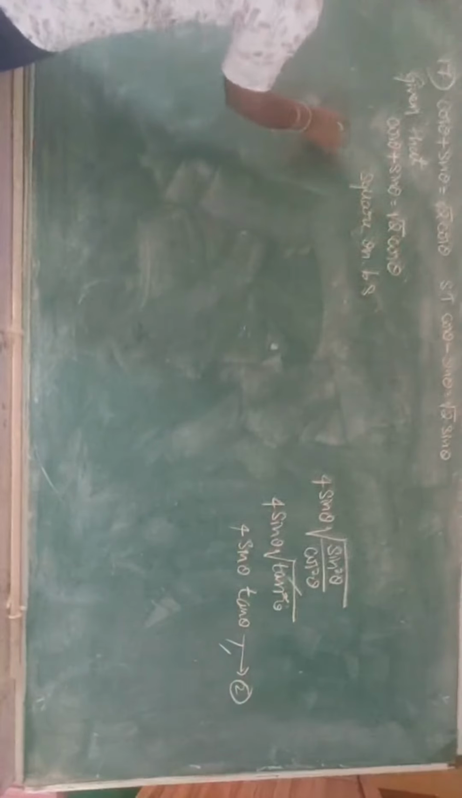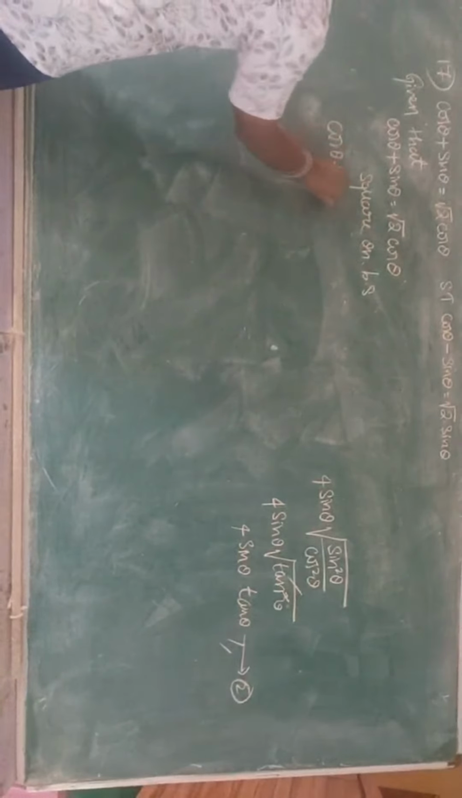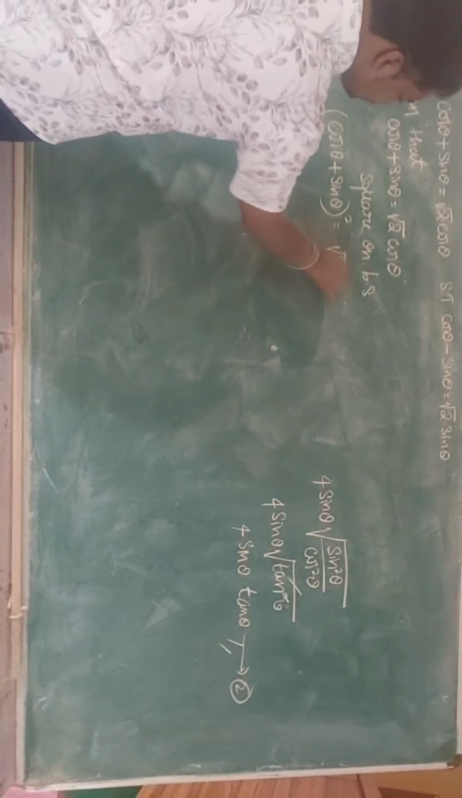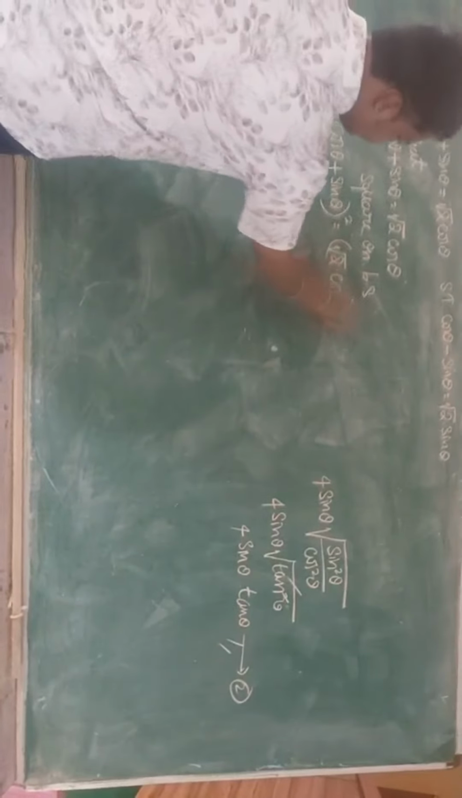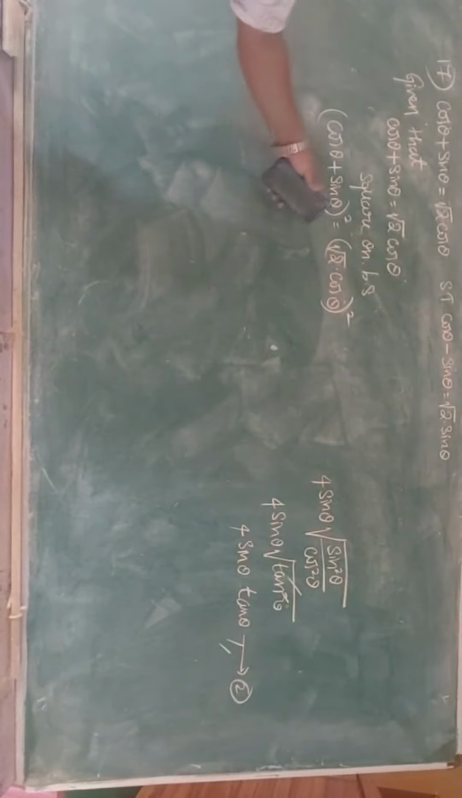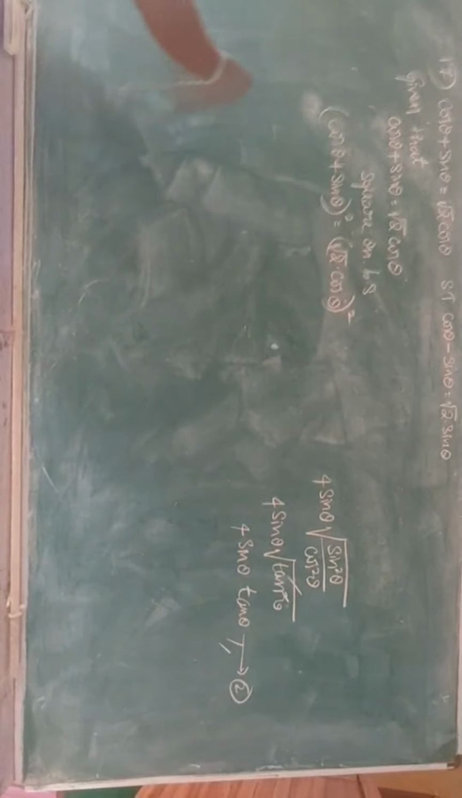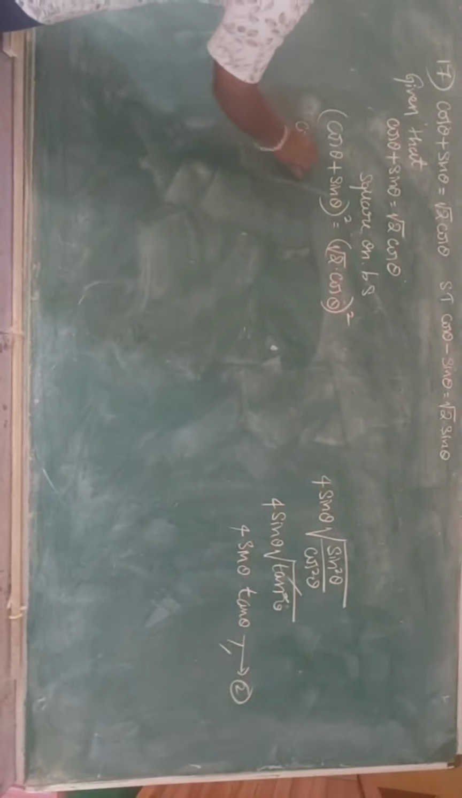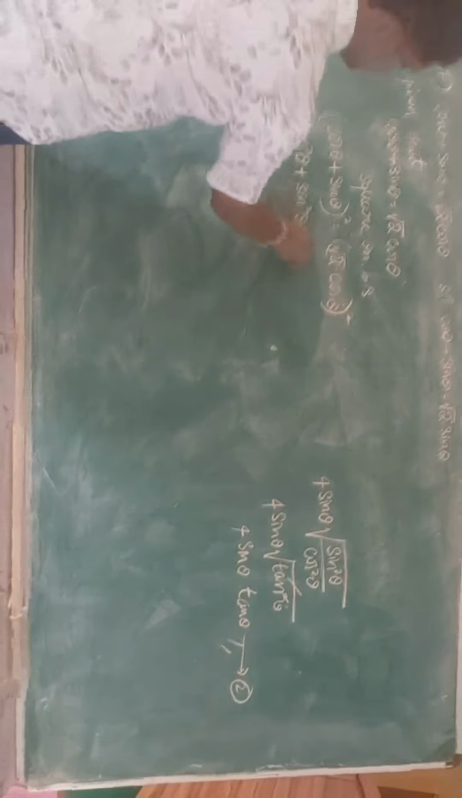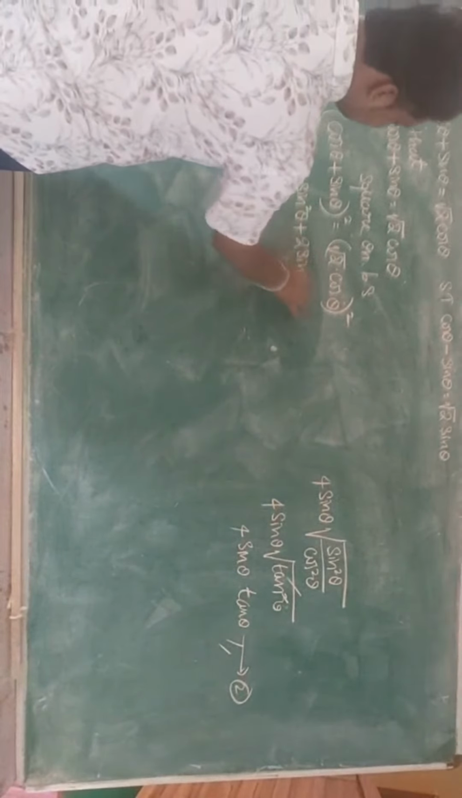What will we get? Cos theta plus sin theta whole square is equal to under root 2 into cos theta whole square. Cos theta plus sin theta whole square is in the form of a plus b whole square. So what is the expansion of a plus b whole square? A square plus b square plus 2ab, so 2 sin theta into cos theta. Under root 2 cos theta whole square is 2 cos square theta.